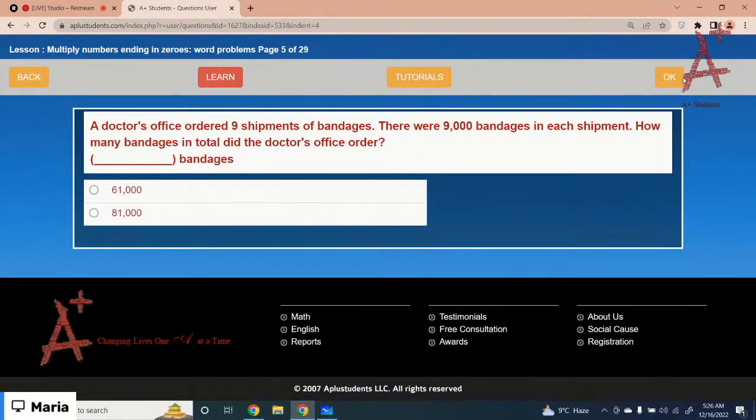A doctor's office ordered 9 shipments of bandages. There are 9,000 bandages in each shipment. How many bandages in total did the doctor's office order?